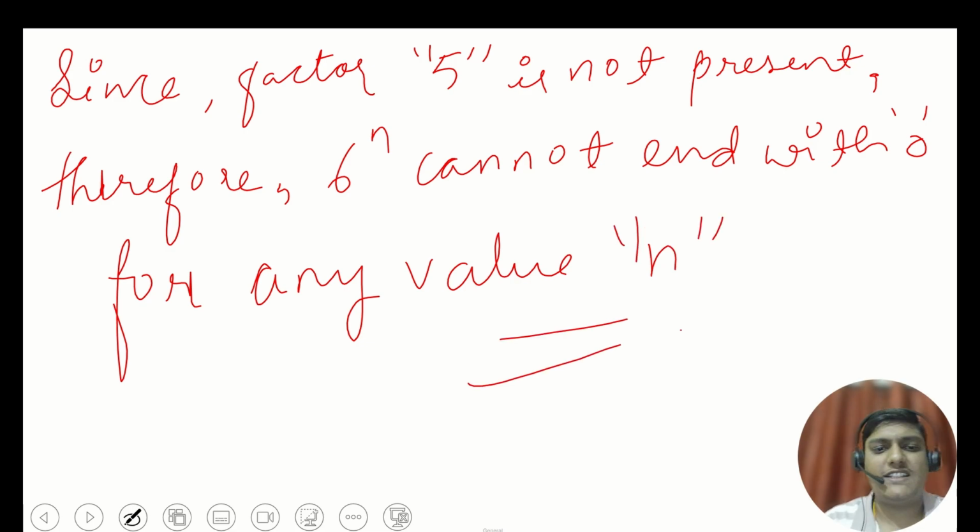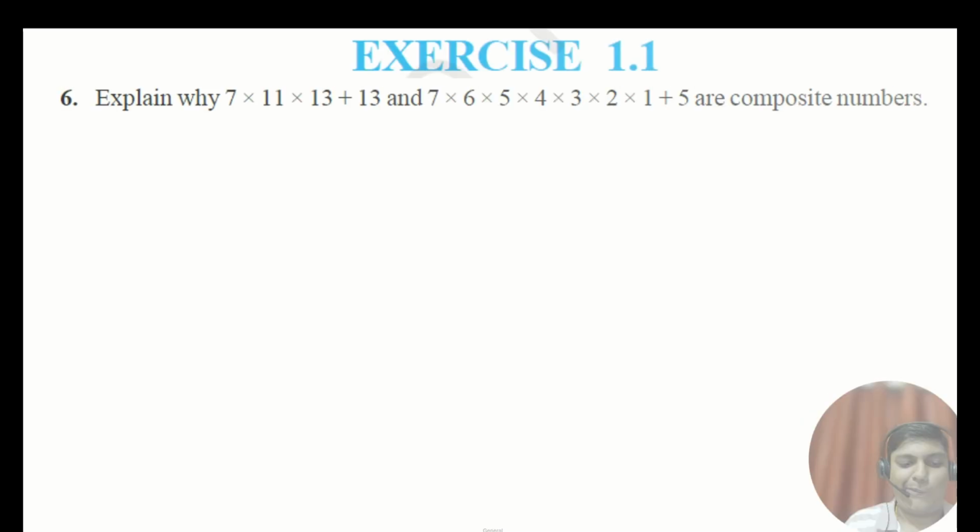Understood, right? If we take 6 power n and do the factorization, we will not get any factor 5. If we do not get 5 as a factor, then it will not be divisible by 5, so it will not end with 0. So 6 power n cannot end with 0 for any value of n. I hope this is clear. Correct? We'll go to the next question.